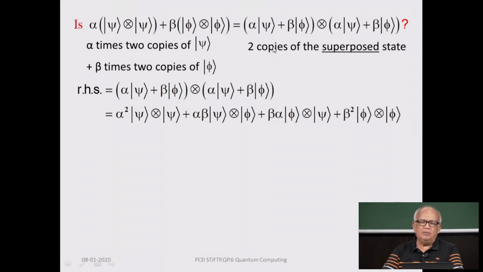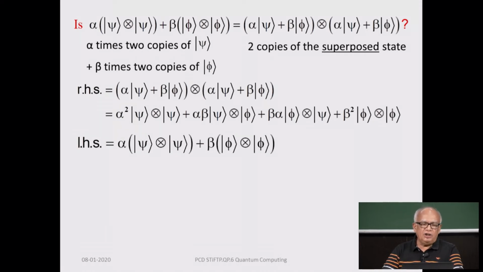So, you are constructing the tensor product of alpha psi plus beta phi with alpha psi plus beta phi. So, do it term by term. So, from the first term here and the first term here, you get alpha square psi times psi. From the first term here and the second term here, you get alpha beta times the tensor product of psi with phi. Then you get beta times alpha, phi times psi, and then beta square times phi times phi. So, those are the 4 terms that you get. And under what condition will these 4 terms be equal to what you have on the left hand side?